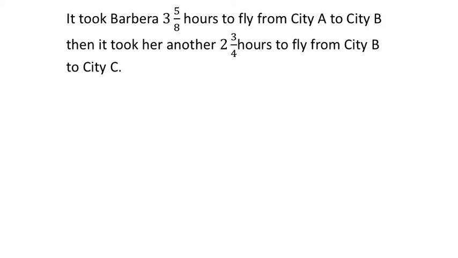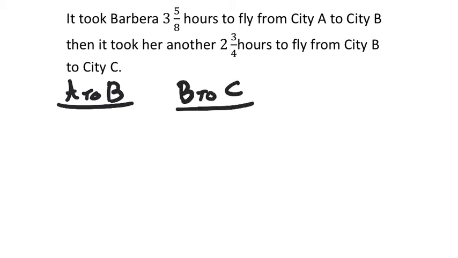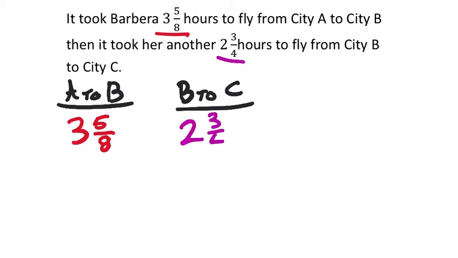It took Barbara 3 5/8 hours to fly from city A to city B. Then it took her another 2 3/4 hours to fly from city B to city C. All right, so in this flying, she's got 2 different legs on it, right? A to B first. So I'm going to write this out. A to B, and then she will fly from city B to city C. So let's see how long it took her, though. From A to B, it says it took her 3 5/8 hours. And then from B to C, it took her 2 3/4 hours right there.